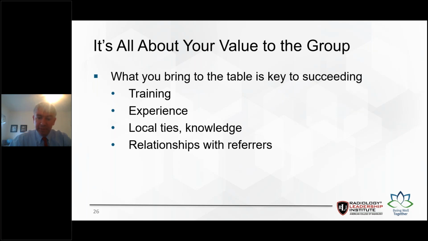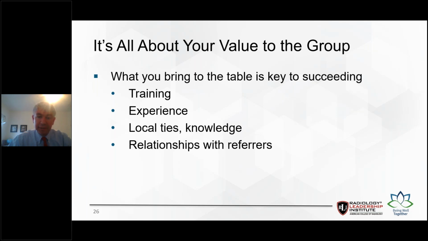really nice niche to have, because that's a part of the practice that you can grow and that not a lot of people have experience in, not only diagnostic procedures, but therapeutic procedures. So whether you're just coming out of training or 10 years in the business, if you have that ultrasound, that's key. That brings a lot of value to the group. Experience, of course, is very important.